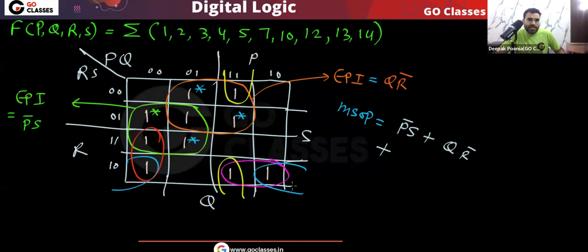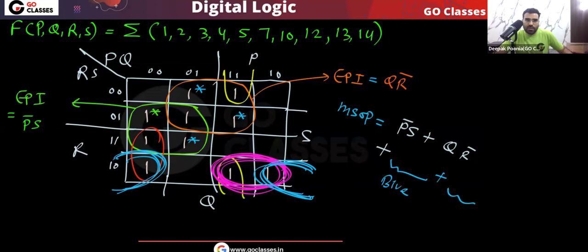Now what are those two PIs that I need to take? I can take this pink PI, and to cover this one, I can take this blue PI. So I am taking this blue PI and this pink PI. What is the product term for the blue PI? This is in the area of q bar r s bar. So q bar r s bar.